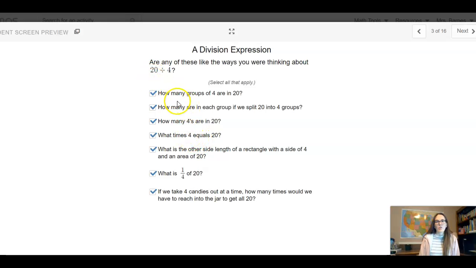We can be thinking, how many groups of 4 are in 20? Or if there's 4 in each group, how many groups are there? How many 4s are in the 20? What is 1/4 of 20? That's like we're breaking it into quarters. So lots of different ways that we could be thinking about this expression.